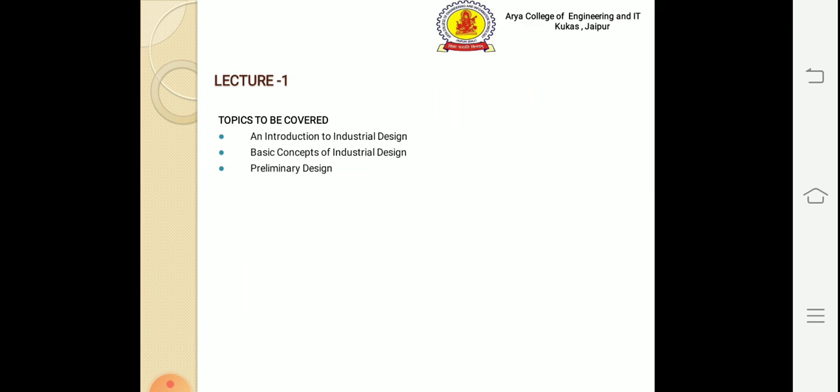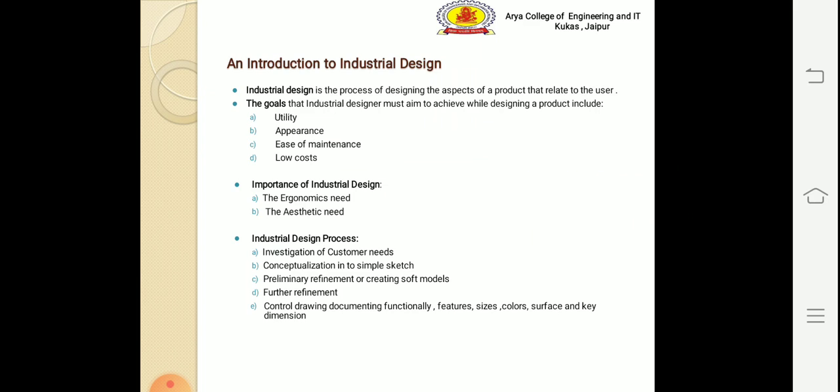Now, in our lecture, first we are going to cover the topics: an introduction to industrial design, basic concept of industrial design, and preliminary design. An introduction to industrial design. Industrial design is the process of designing the aspects of a product that relate to the users. Now, the goals that an industrial designer must aim to achieve while designing a product include utility, appearance, ease of maintenance, and low cost. Importance of industrial design: the ergonomic needs and the aesthetic needs. These two are the importance of industrial design.